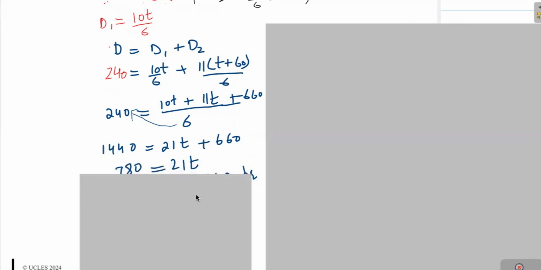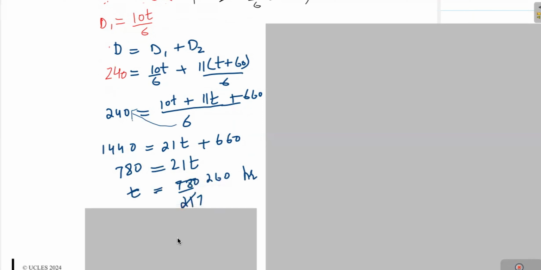We shift the 660 from right to left side. This 1440 minus 660, that value becomes 780. Now 780 equal to 21t. We can write t equal to 780 over 21. Look here. When we divide this fraction by 3, we get 260 over 7. This is the first time, 260 over 7 hours.